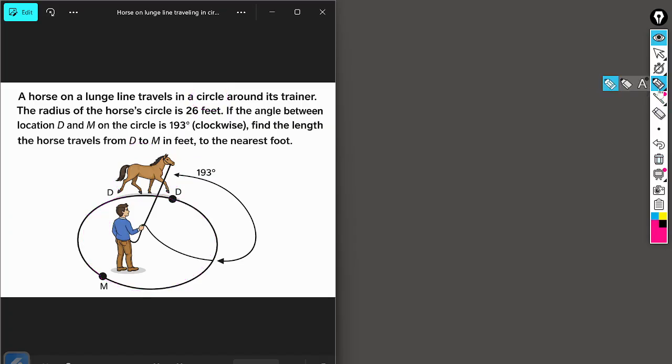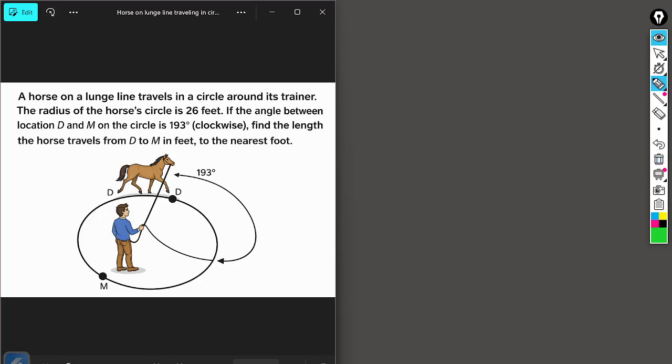So we can assign it something like this to make it easy to understand. This point is the center of the circle, and the radius could be something like this or something like this. This drawing is not a perfect circle, so we need to deal with it as a perfect circle. So we know now that we have a circle and the radius is 26 feet.